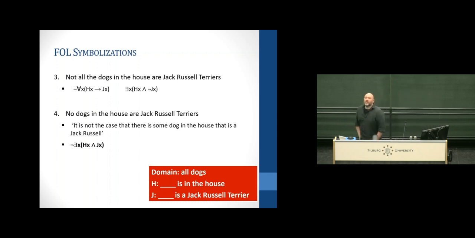But of course, we could also do it another way. If no dogs in the house are Jack Russells, none of the dogs in the house are of this breed, what's true of every dog in the house? That it's not one of those, right? It's not of that breed. So, if no dogs are Jack Russells, then we know every dog in the house is a non-Jack Russell. And we can see the structure this is going to give us, yeah?